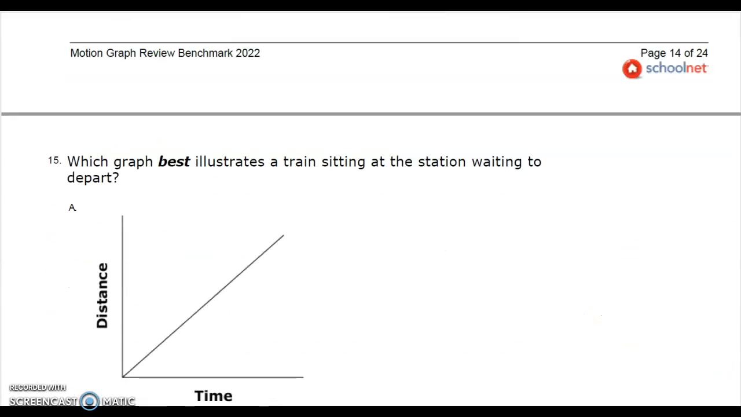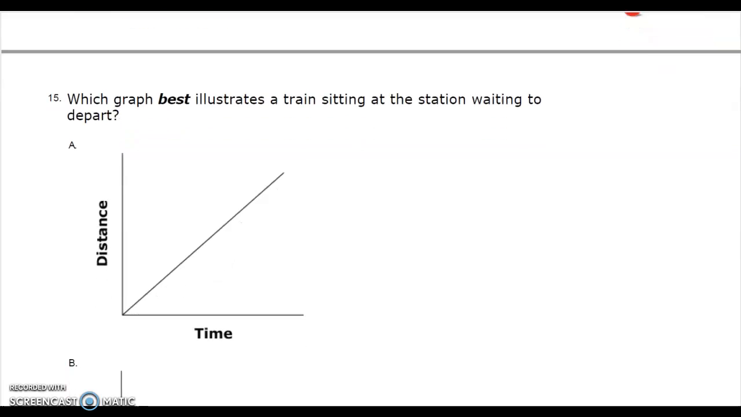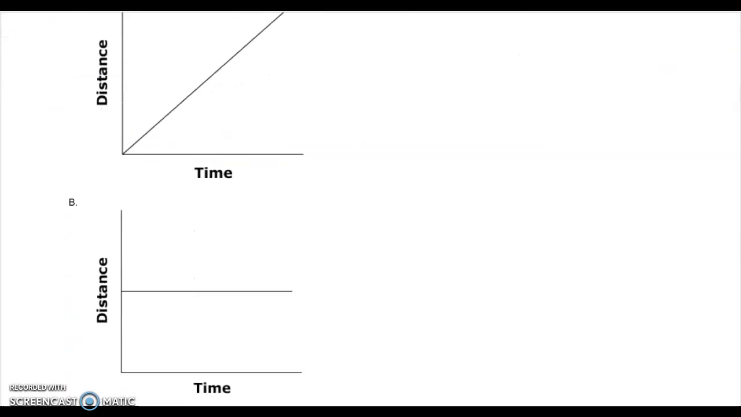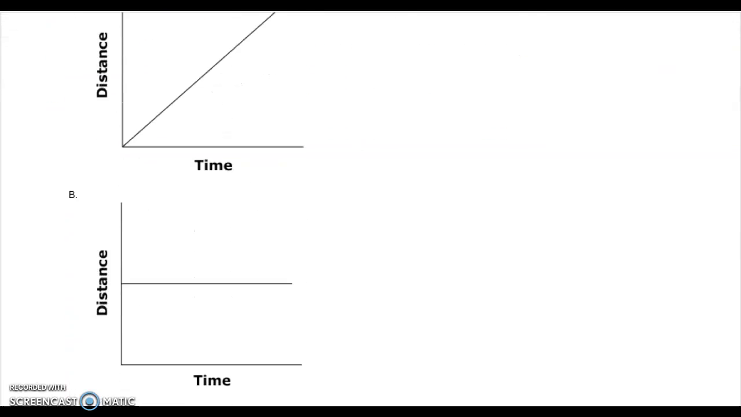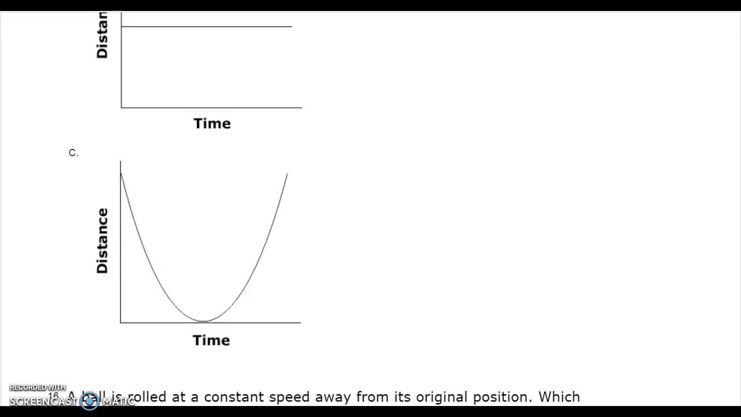Moving on. Which graph represents a train sitting at the station waiting to depart? These are distance time graphs. So that is a constant speed. The train is not sitting still. This is a train sitting there at rest. That would be, I have no idea, train slowing down and speeding up. That's the weirdest graph I've ever seen. That's definitely not the answer.